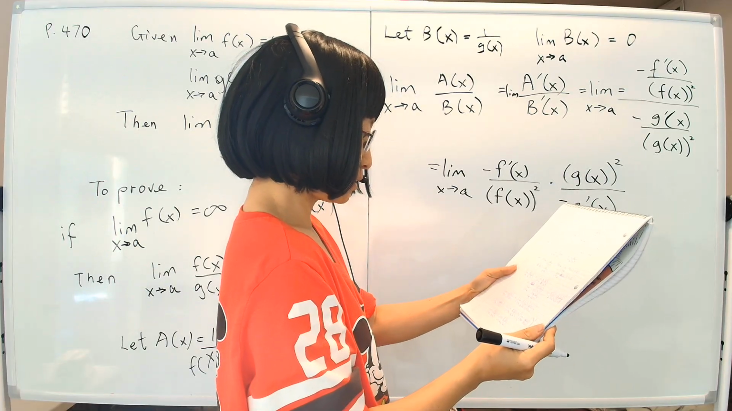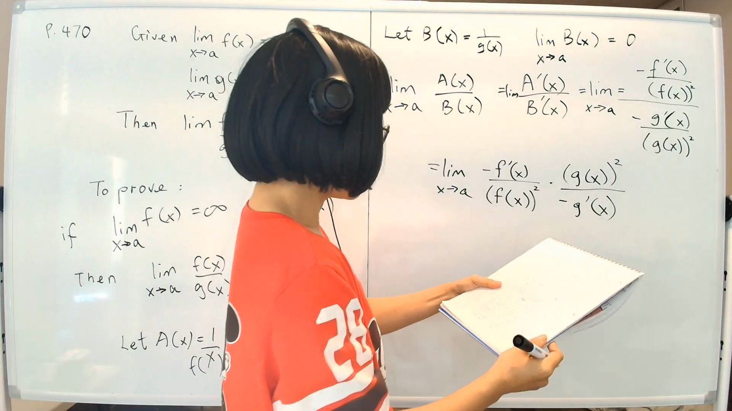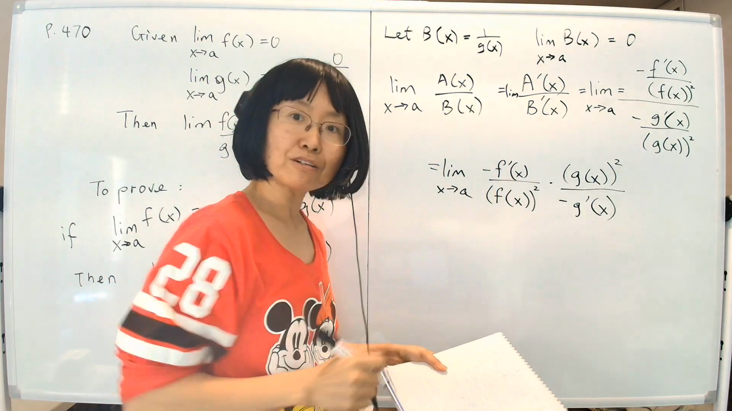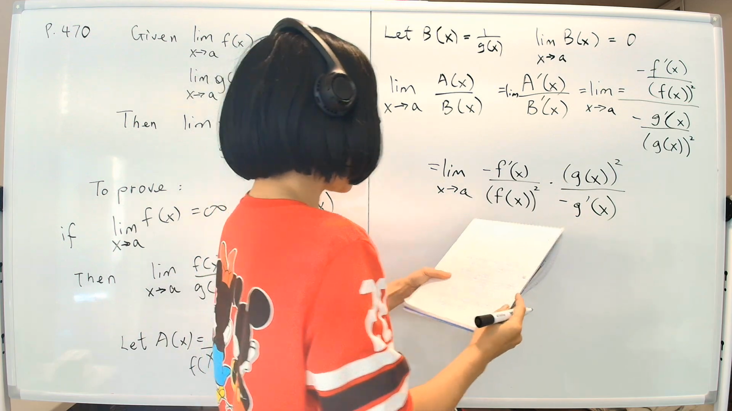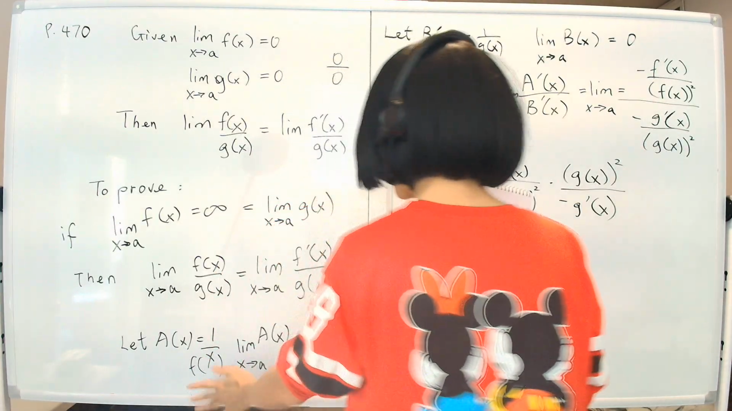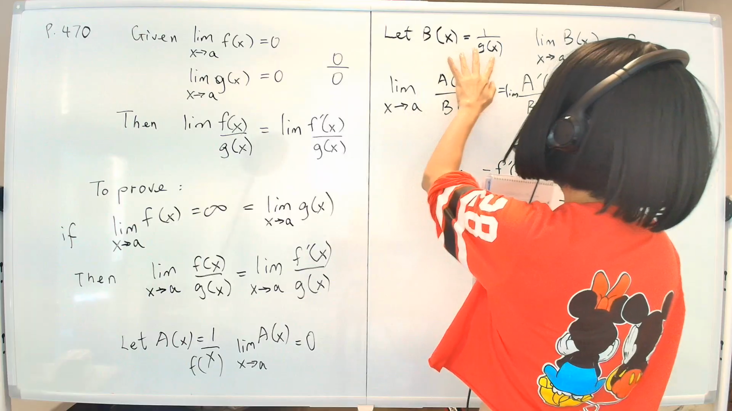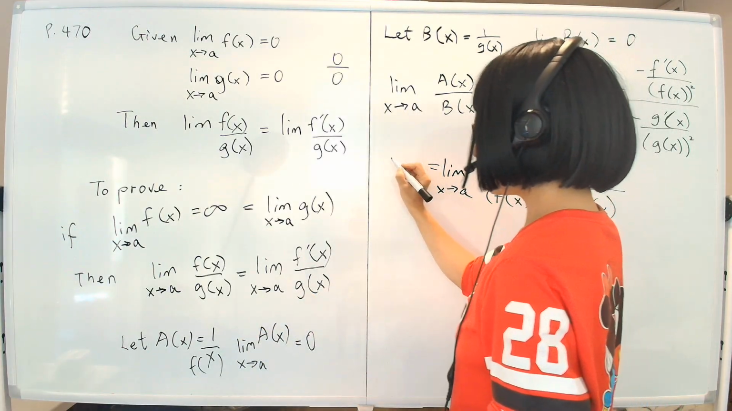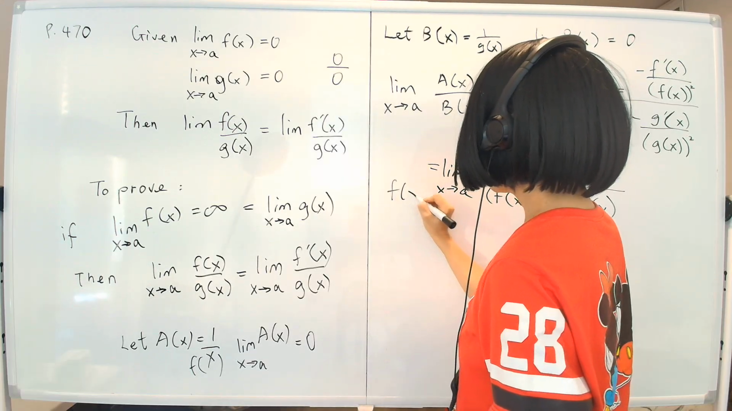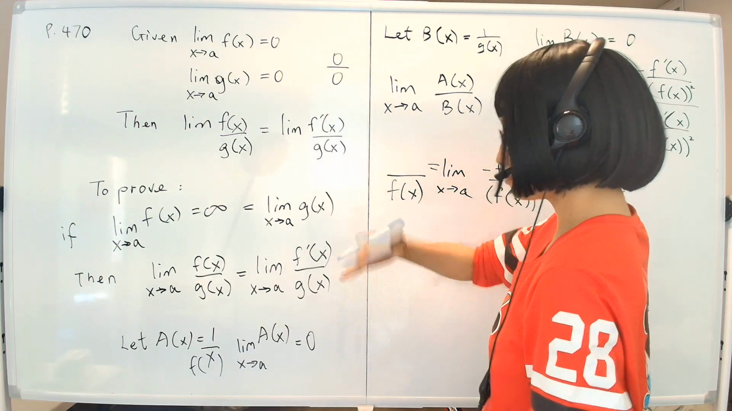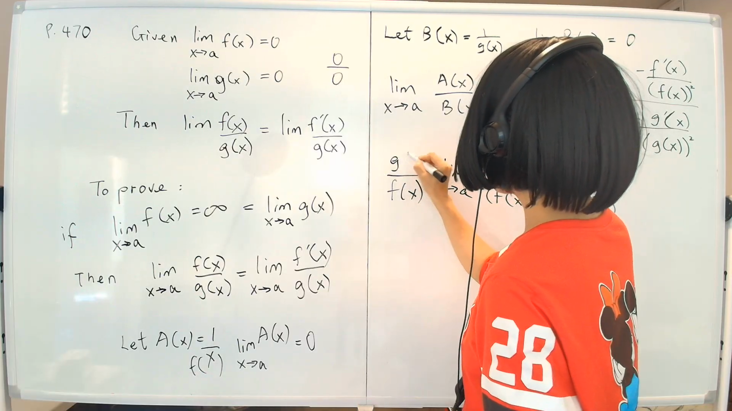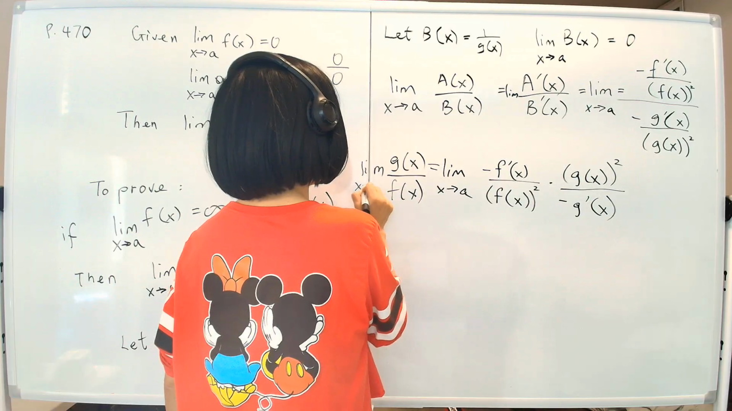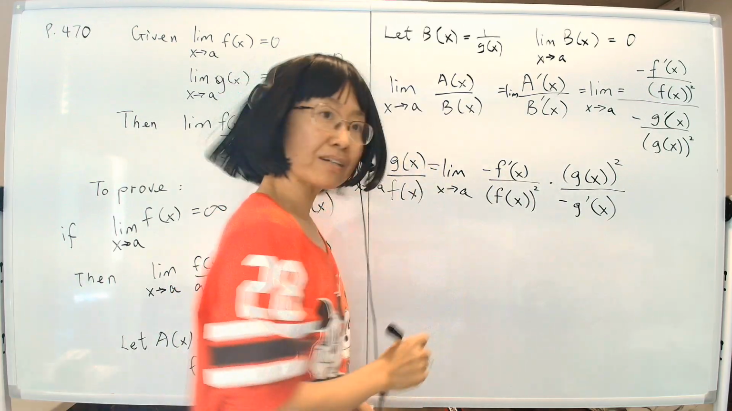Now we are kind of not sure what to do. However, we remember, what is that again? That is the same as a of x over b of x. By their definition, a of x is this thing, and then b of x is that one. So a of x over b of x, we'll put the original functions in, which is f of x on the bottom, and g of x flipped on top, because this is actually the limit as x approaches a of g of x over f of x.